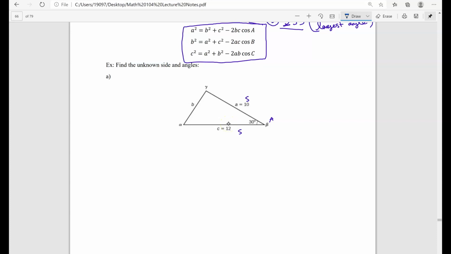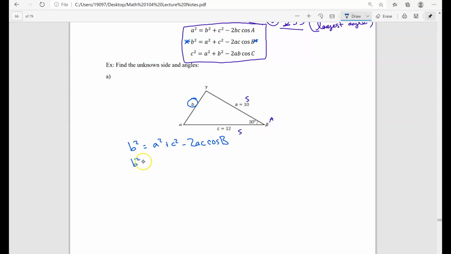So let's try to solve for b. In this case, we're going to be using this formula right here. I'm going to write it down: b squared equals a squared plus c squared minus 2ac cosine of B. In this case, it's going to be beta.